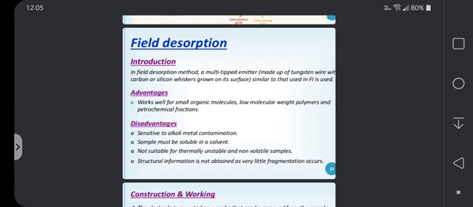The main disadvantages are that it is sensitive to alkali metal contamination, and the sample must be soluble in a solvent. It is not suitable for thermally unstable and non-volatile samples. Structural information is not obtained as very little fragmentation occurs.